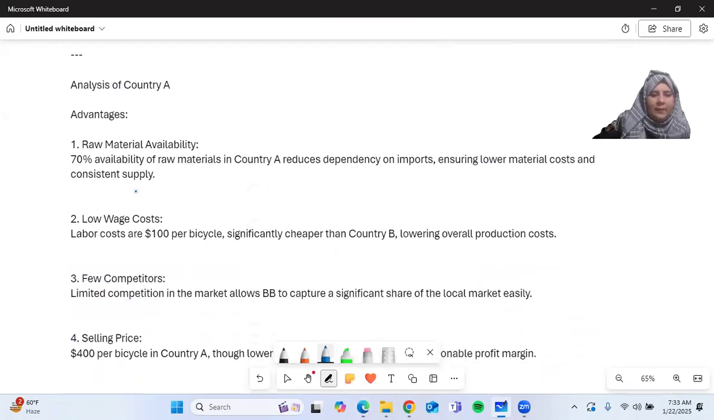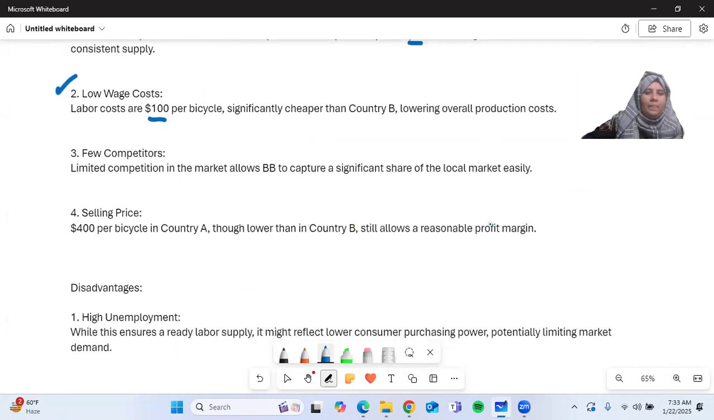So in country A, we have several advantages. First of all, the raw material availability. 70% availability of raw material in country A reduces their dependency on imports, ensuring low material cost and a consistent supply. Number two would be the low wage cost. Labor costs are $100 per bicycle, significantly cheaper than country B, lowering overall production cost.